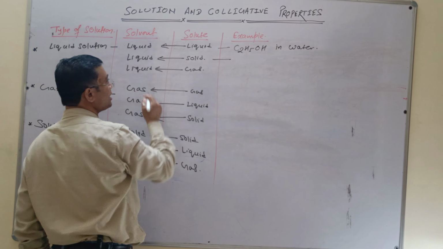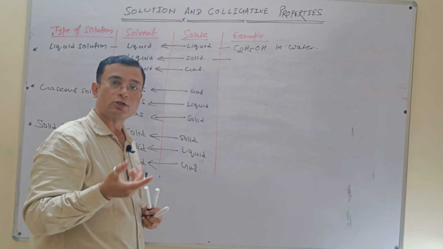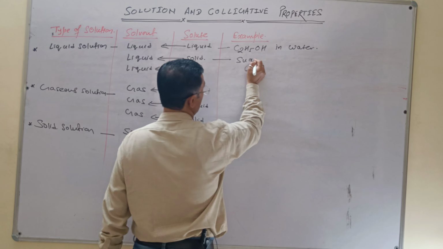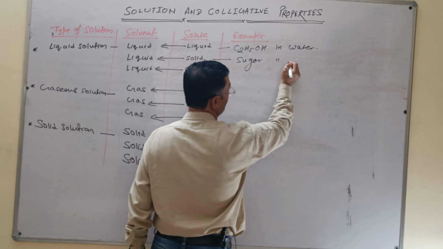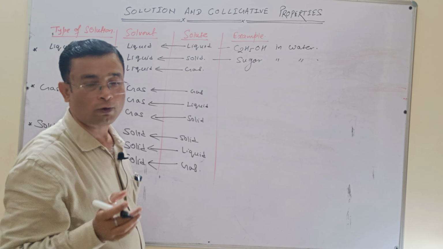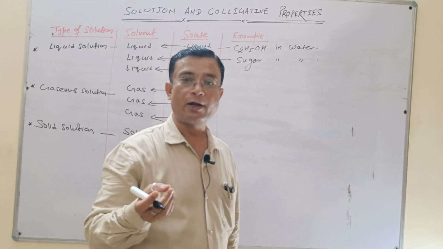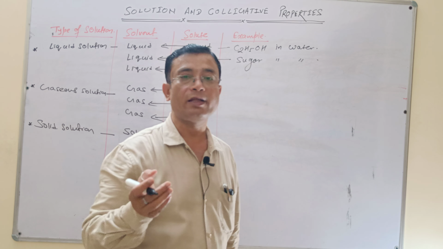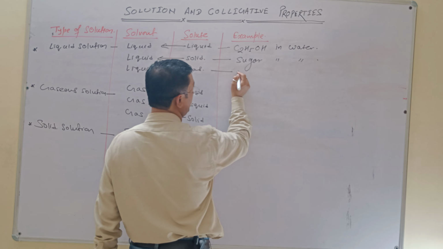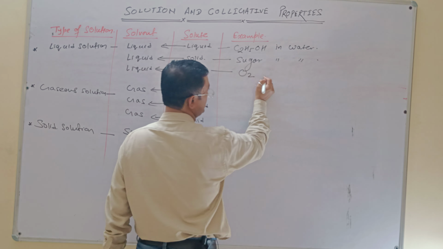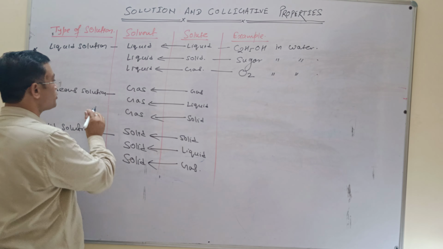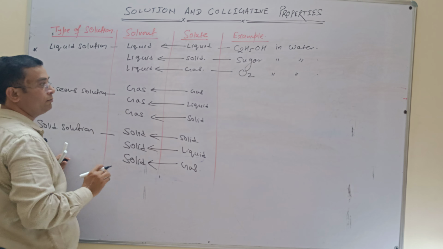Now we take solid dissolved in the liquid. What is the example? Any salt or sugar dissolved in the water. So then we can say here sugar or salt in water. Then here gas dissolved in the liquid. You all know some amount of oxygen, nitrogen, CO2 gas, other gases are dissolved in the water. Then if I am taking the binary solution, we can say here oxygen in water, this is the example.